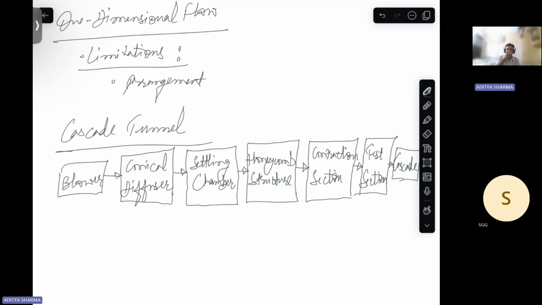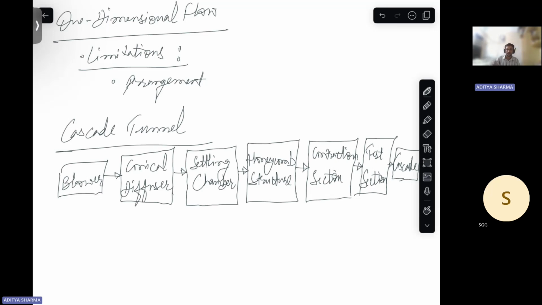So here, the cascade tunnel will have a blower, and then there will be a conical diffuser to slow down the speed of the flow that is coming. Then this flow will settle in the settling chamber. Then the honeycomb structure will straighten the flow, and then there is the contraction section to speed up the flow. And then you have this test section, in which you will keep your cascade.